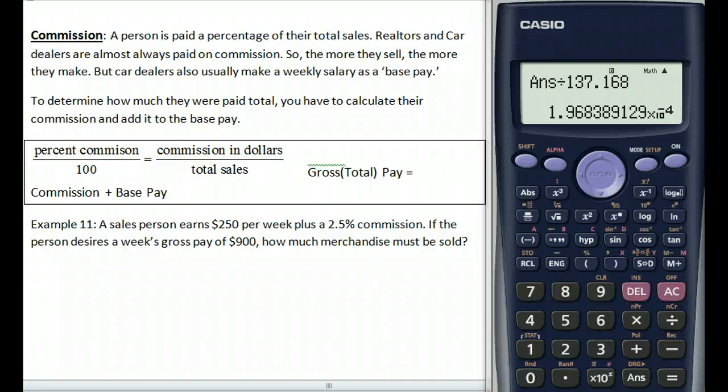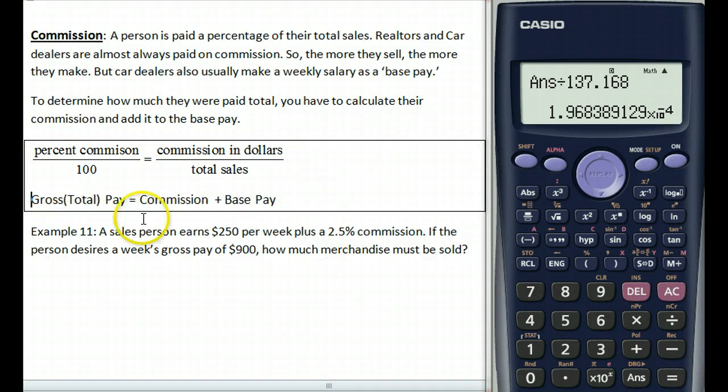Okay, commission. So there's a few ways to do commission, and one of the ways is to write a proportion. So here you can see I write down what the proportion is. Now it's important to remember that total pay is the commission plus the base pay.